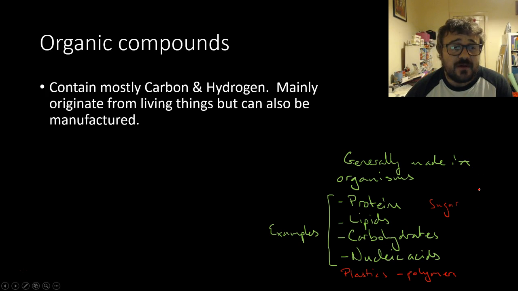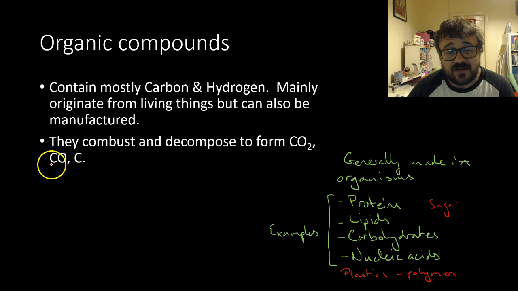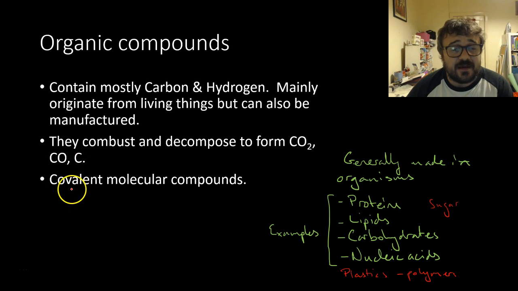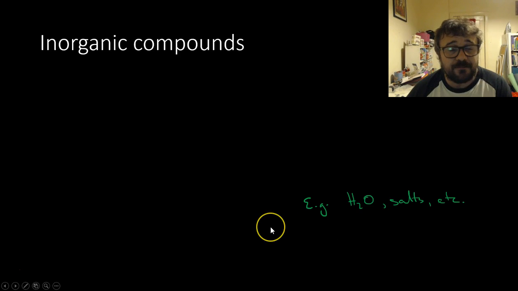All right. So basically, they contain carbon and hydrogen. Okay. They mainly originate from living things, but can also be manufactured, and that gets us down to our plastic and polymers down here. They combust and decompose to form carbon dioxide, carbon monoxide, and carbon. They are made up of covalent molecular bonds, and they include things such as hydrocarbons, alcohols, esters, all these guys down here, all your alkanes, and so forth.